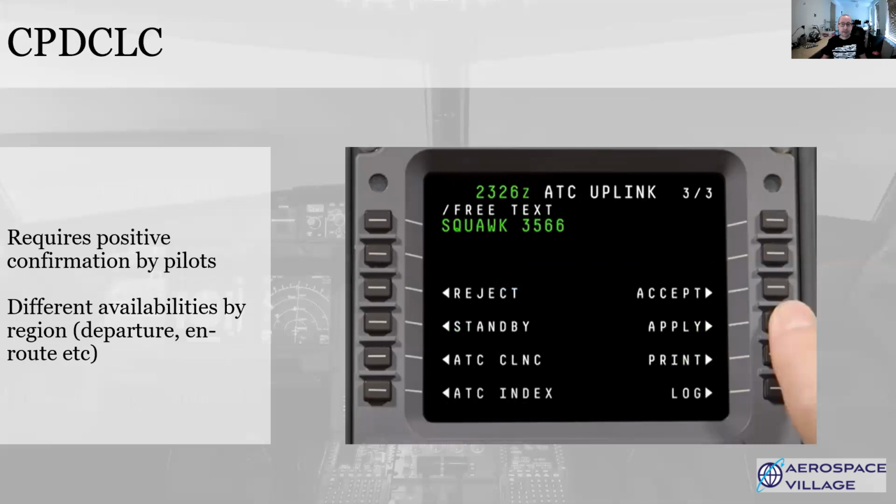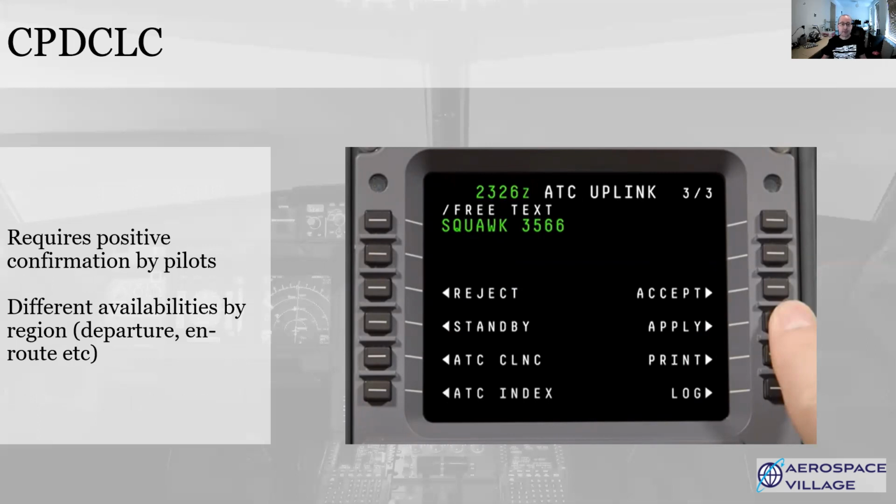So for CPDLC, air traffic can send pilots instructions to climb to a particular altitude or steer a heading. Before this can happen, pilots log on to a specific controller, which then shows that the data link is ready. Every instruction sent by ATC requires a positive confirmation by the pilot. You cannot simply send a message and remote control the plane.